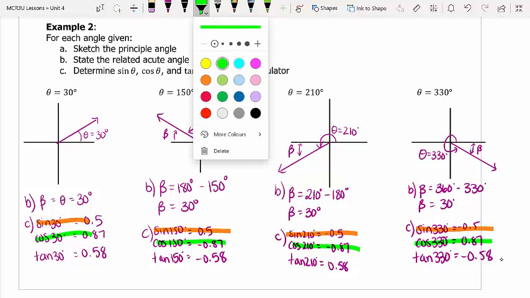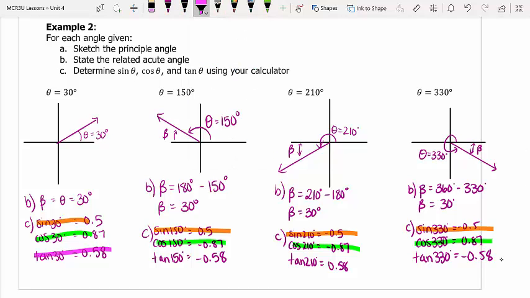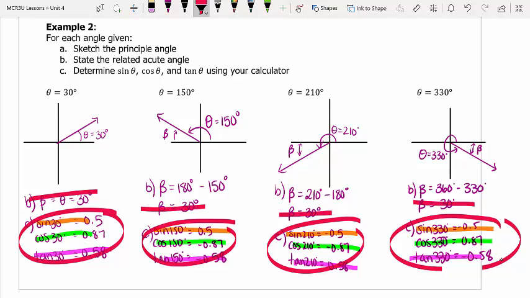And we notice the same trend for the tangent ratios, okay? And the reason why is because in each of these 4 examples, the related acute angle was always 30, okay? And that's the reason why the numerical values of our ratios were always the same, okay? They all have the same related acute angle.